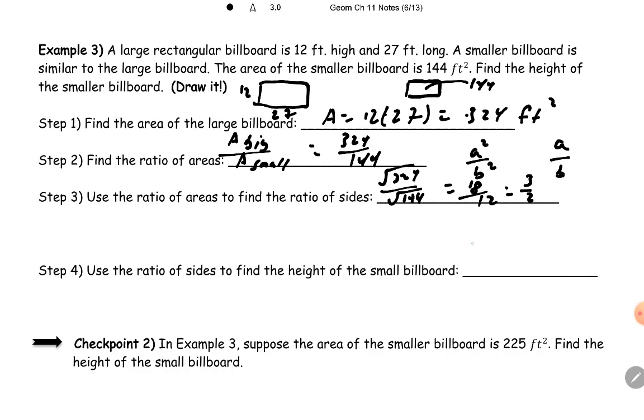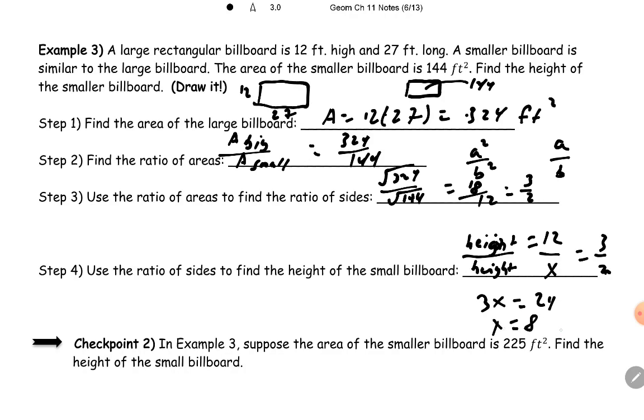Okay, now we can use ratios. Height of the big billboard is 12 over height of the small billboard, which is x, which is 3/2. Cross multiply, 3x equals 24, so x equals 8. And that gives me the height of the small billboard.